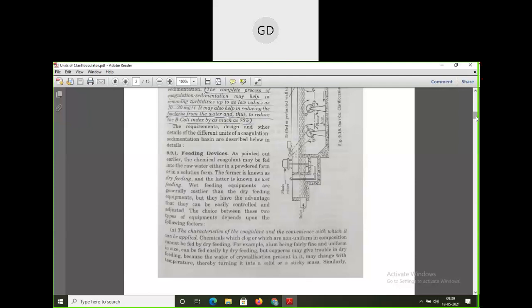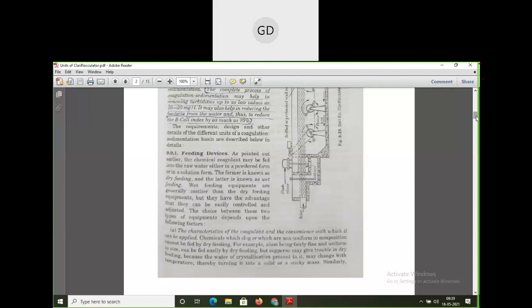The wet feeding equipments are somewhat costlier than the dry feeding equipments, and they also have the advantage that they can be controlled and adjusted. But how will you choose whether to use dry feeding or wet feeding? That depends on some factors. So what are those factors? Number one is the characteristics of the coagulant and the convenience with which it can be applied.